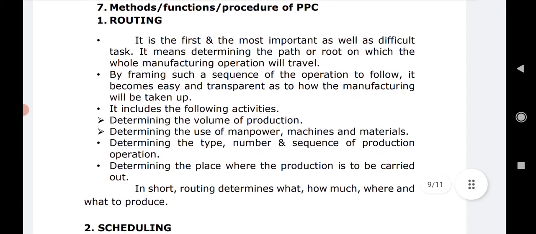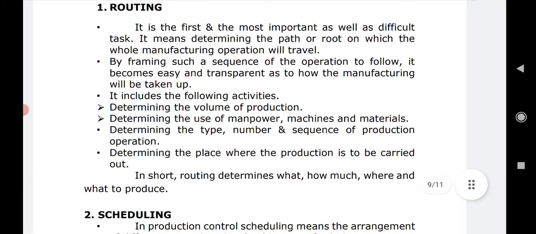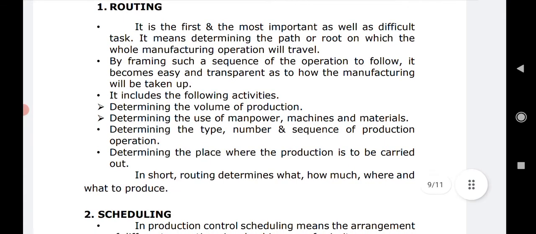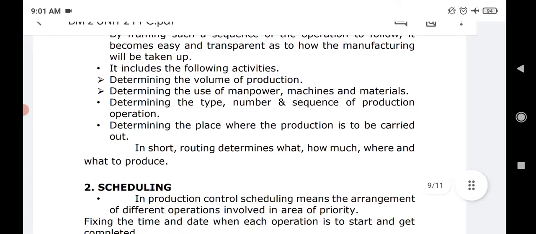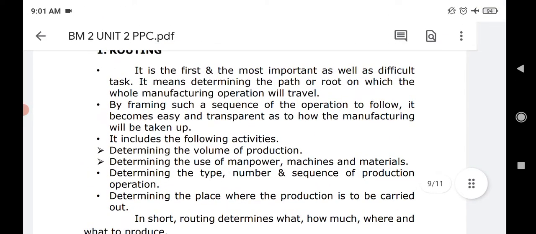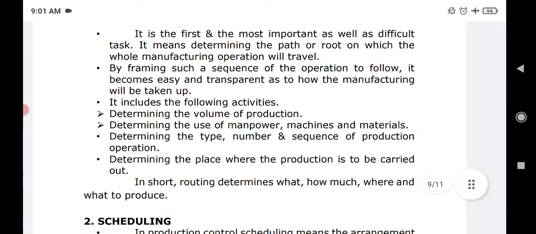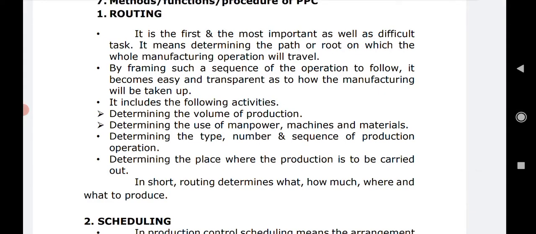It is the first and the most important as well as difficult task. It means determining the path or the route on which the whole manufacturing operation will travel. So it is very important from that point of view, right? By framing such a sequence of operations to follow, it becomes easy and transparent as to how the manufacturing will be taken up.